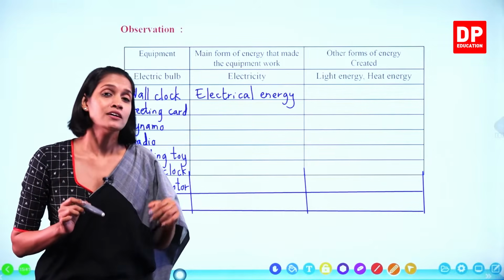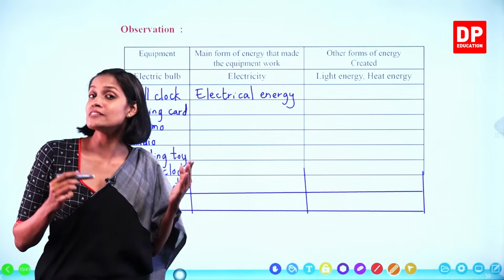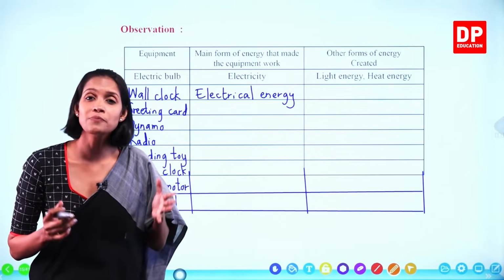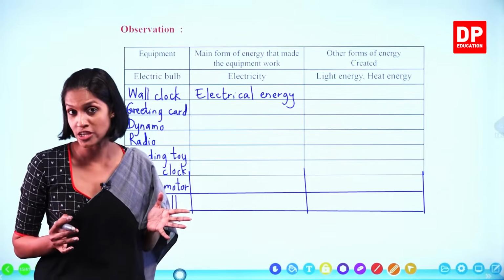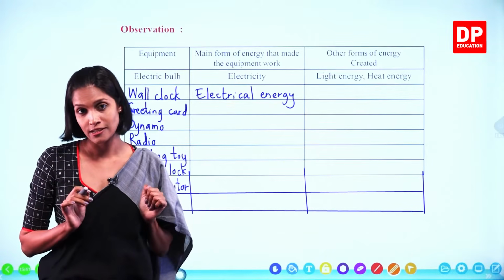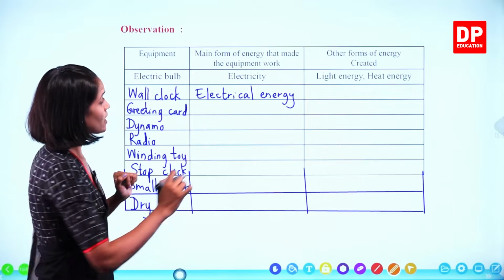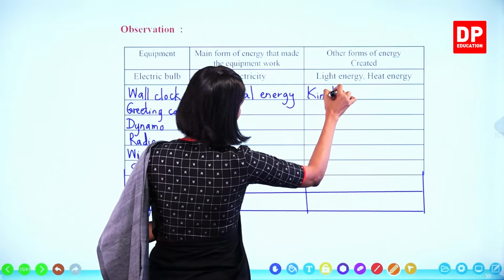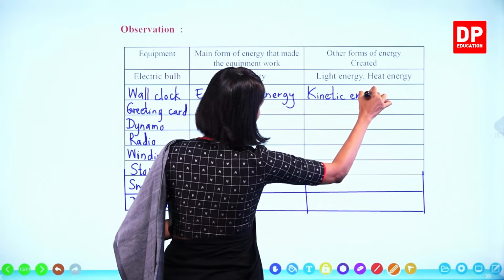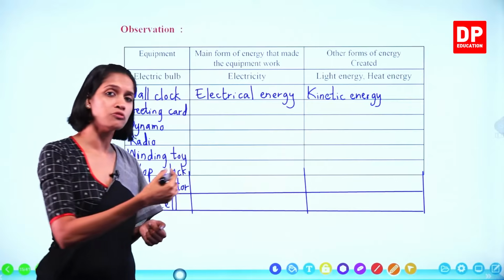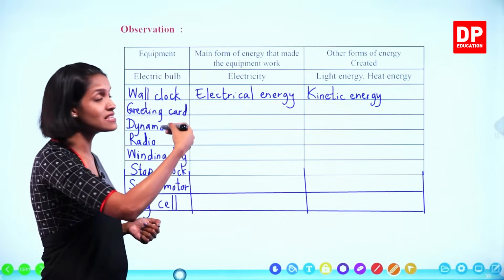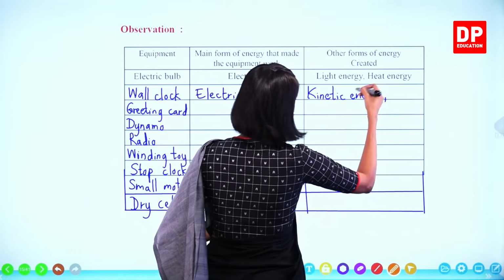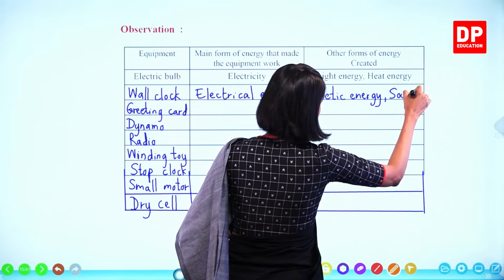Do you know that all the moving objects contain a certain type of energy? Now, under this lesson, we are going to learn, okay? The type of energy contained in the moving objects is known as kinetic energy. Right, children? So here, another form of energy created is kinetic energy. When these arms move, sometimes we can hear the ticking sound as well. Therefore, sound energy is also created. Kinetic energy, sound energy.